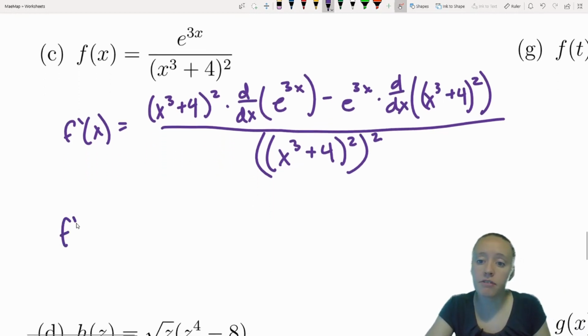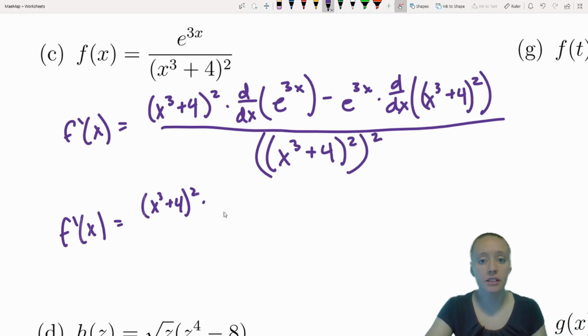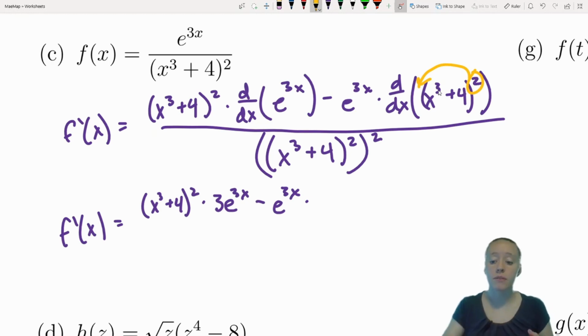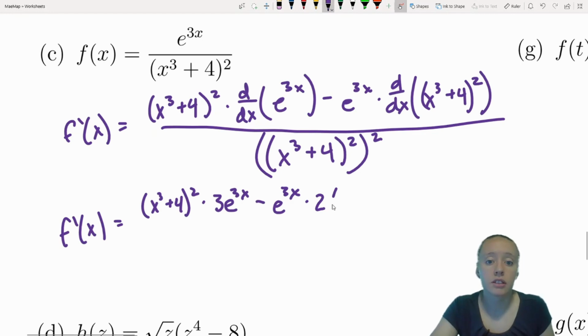So now let's write this out. I've got f prime of x as x cubed plus 4 squared times the derivative of e to the 3x, which is e to the 3x times the derivative of 3x. So that's going to be 3e to the 3x, very similar to an example we did above. I believe we had e to the 2x, and we got 2e to the 2x. So e to the 3x becomes 3e to the 3x. And then we're subtracting e to the 3x times, here we go, here's another chain rule. What's our innermost function? Our innermost function is that x cubed plus 4, and we're squaring that entire quantity. So we start by bringing down this exponent and then decreasing it by 1, and then we'll multiply by the derivative of that inside. So we're going to have 2 times x cubed plus 4 to the first, which is just that x cubed plus 4, and we multiply by the derivative of the inside, which is going to be a 3x squared.